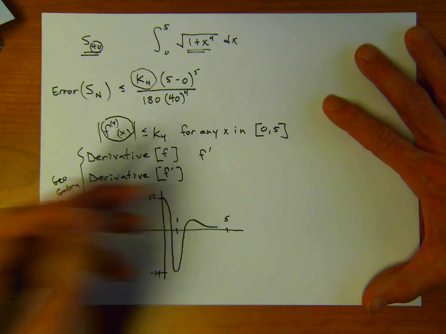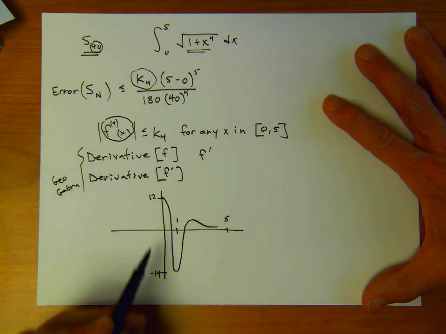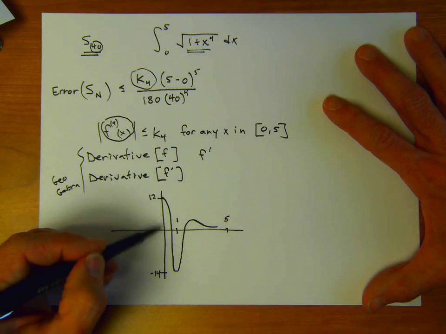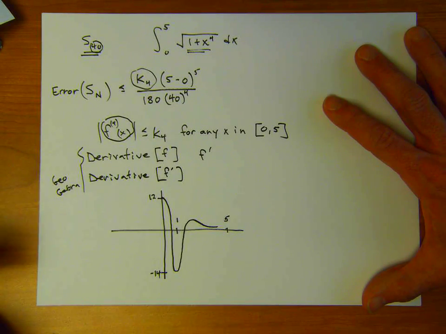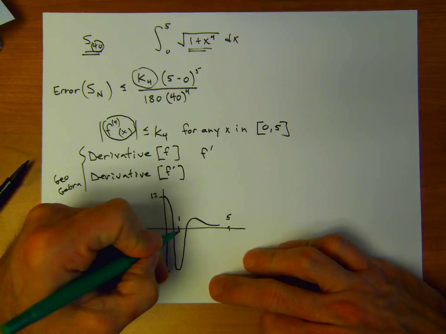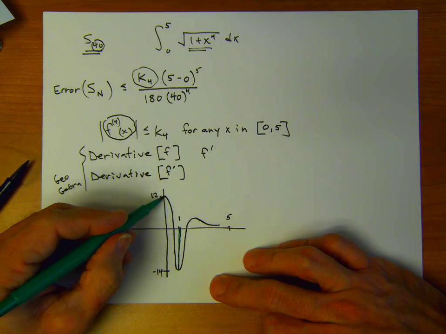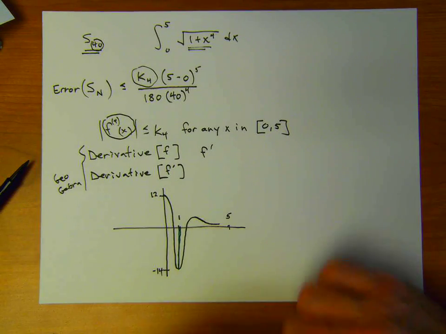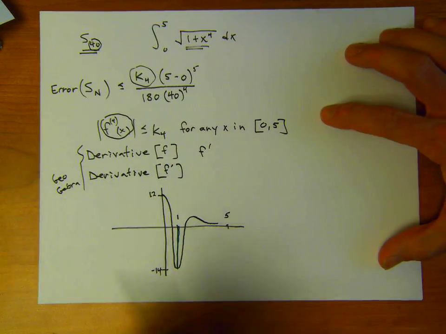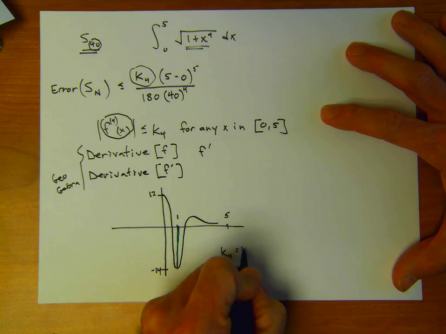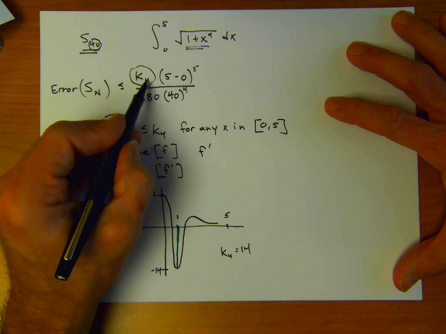So the question is, what's going to be my K4? Remember, because of the absolute value, we're looking at the maximum distance from the x-axis that the 4th derivative takes. That's going to be this distance right here, right? That's farther away from the x-axis than this. So even though this is negative, because we're taking the absolute value, we would let K4 be 14. So now we have the last piece to our formula.